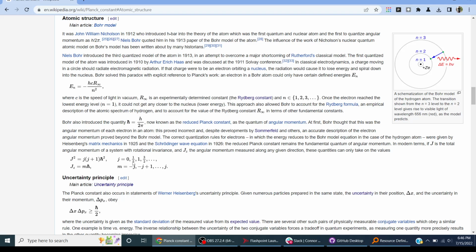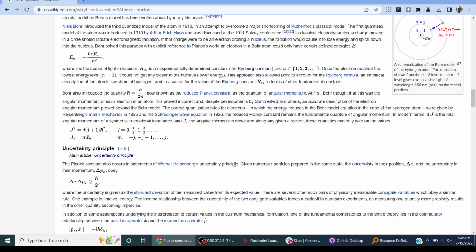Uncertainty principle. The Planck constant also occurs in statements of Werner Heisenberg's uncertainty principle. Given numerous particles prepared in the same state, the uncertainty in their position, delta x, and the uncertainty in their momentum, delta p, obey delta x times delta p is greater than or equal to h bar over 2, where the uncertainty is given as the standard deviation of the measured value from its expected value. There are several other such pairs of physically measured conjugate variables which obey a similar rule. One is time versus energy. Let me just check out conjugate variables.